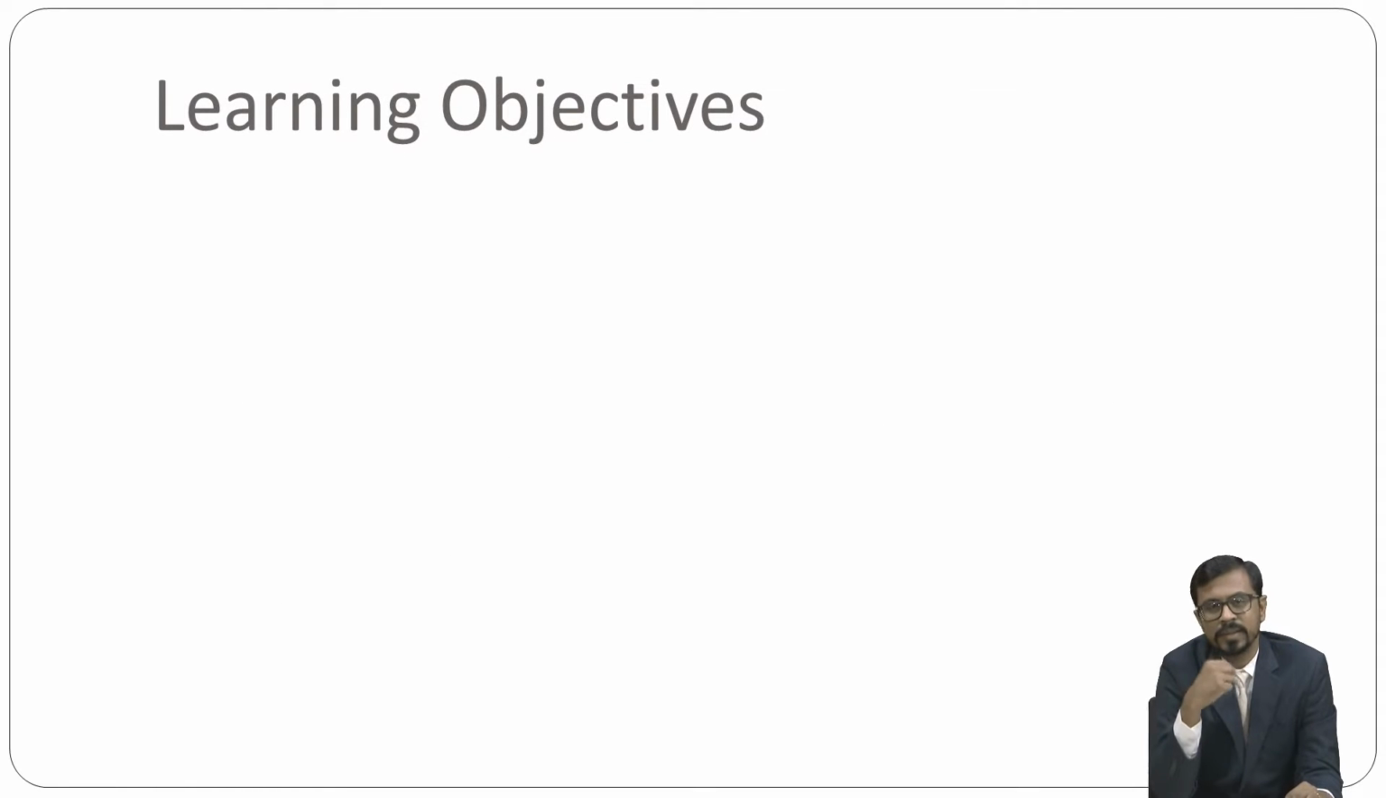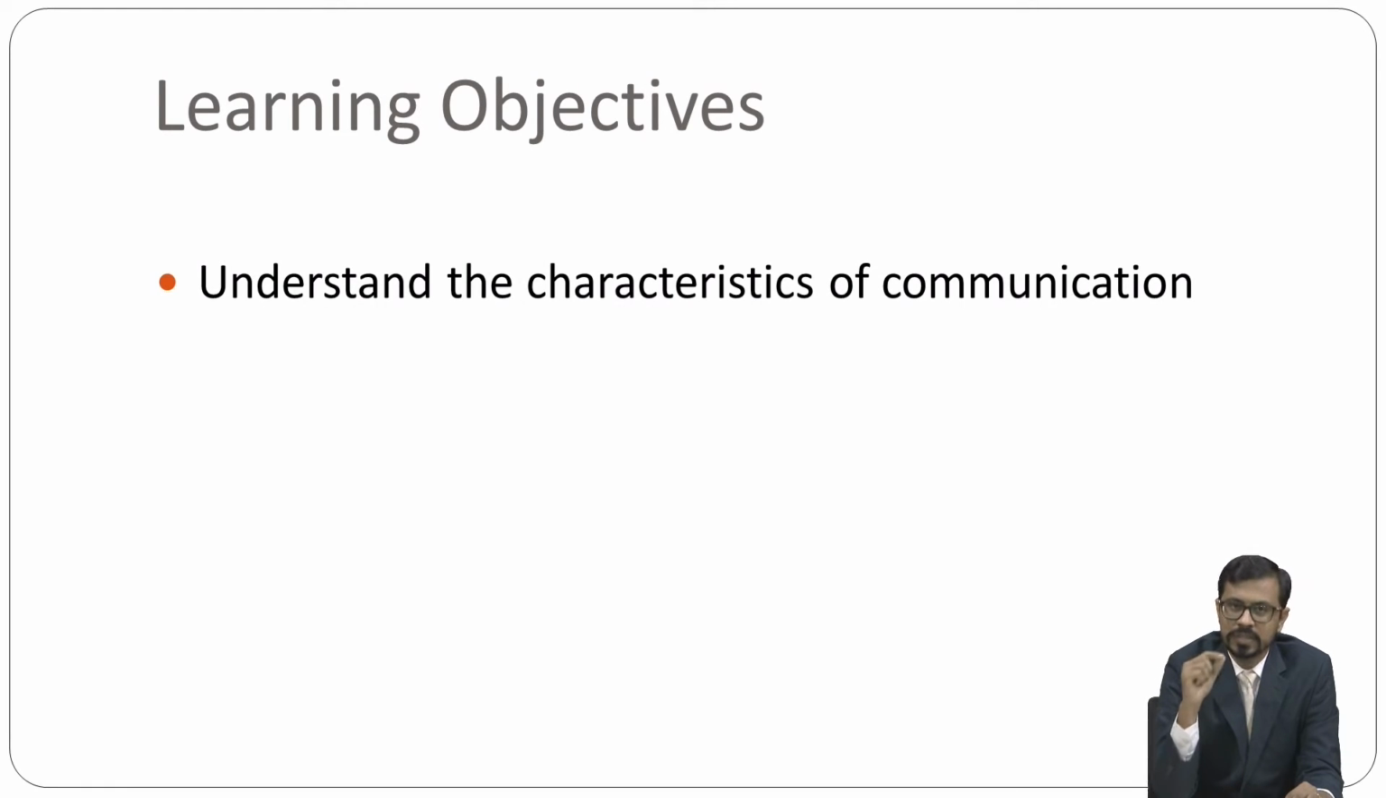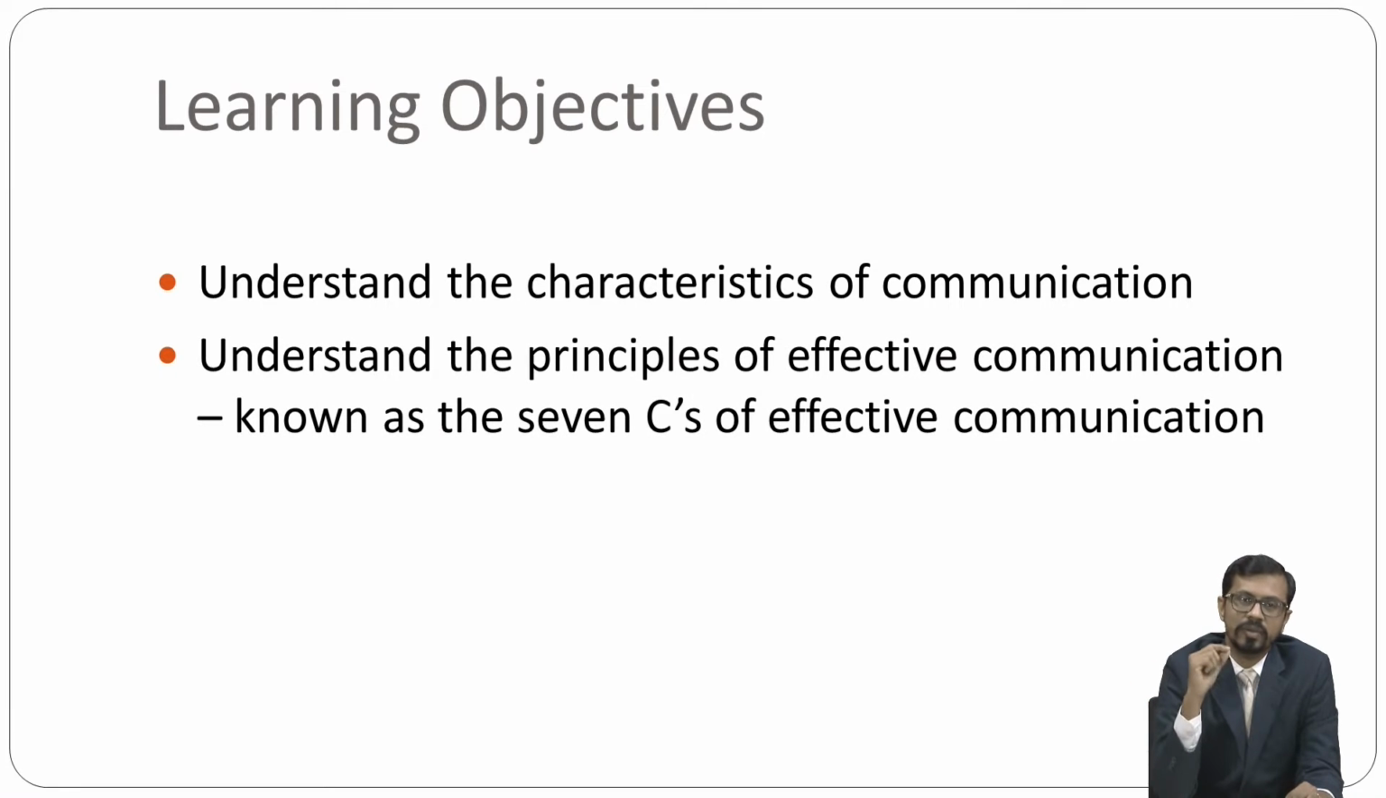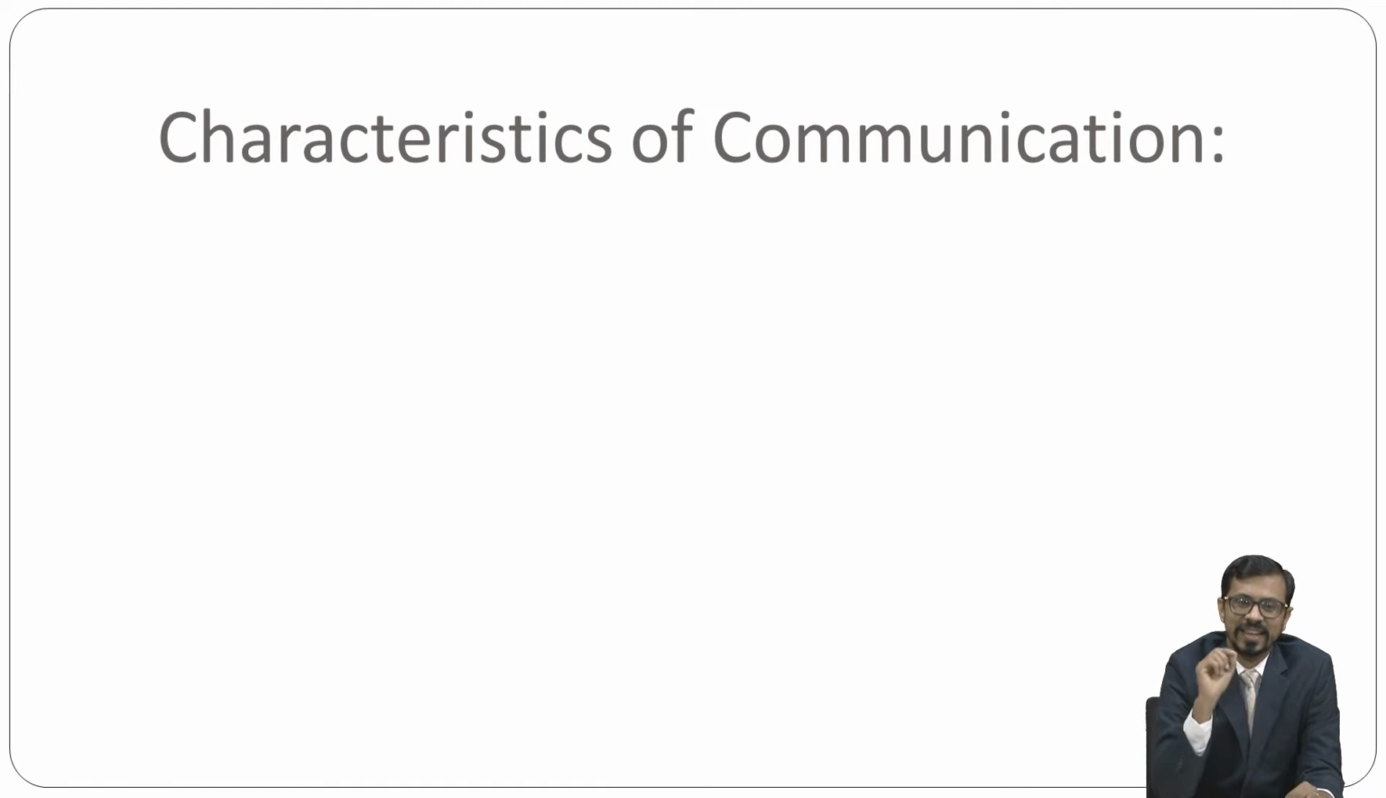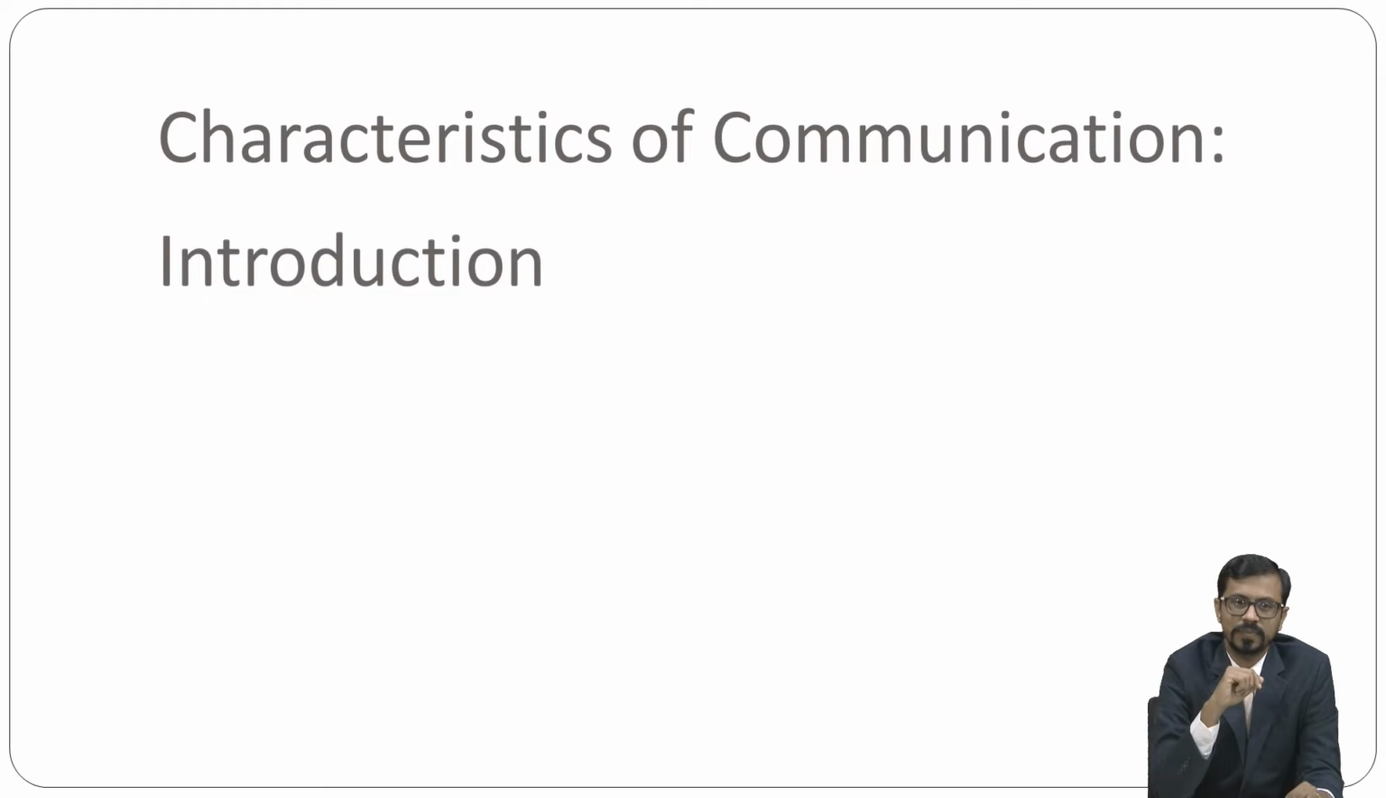When we look at this topic, what are the learning objectives? With this topic, we will be able to understand the characteristics of communication. We will be able to understand the principles of effective communication, which are known as the 7 C's of effective communication. Now, let us look at the characteristics of communication. Let us have the introduction first.